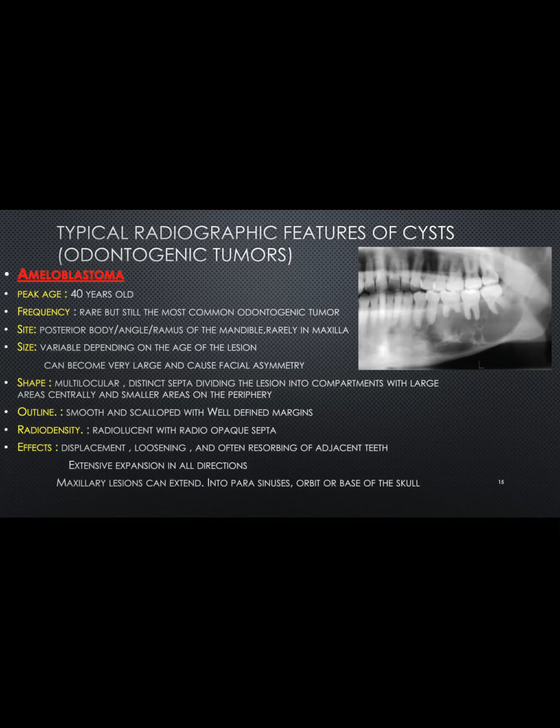It's multilocular. If you notice on the X-ray, the center part is large, and then you have small monolocular areas around it. The outline is smooth, scalloped, and well-defined, and it could cause displacement, loosening, or even resorption of adjacent teeth. If you look at the X-ray, you could find that the 3/6, the distal root, is almost half resorbed. There's extensive expansion in all directions, and maxillary lesions can extend into the parasinus, orbit, or base of the skull.